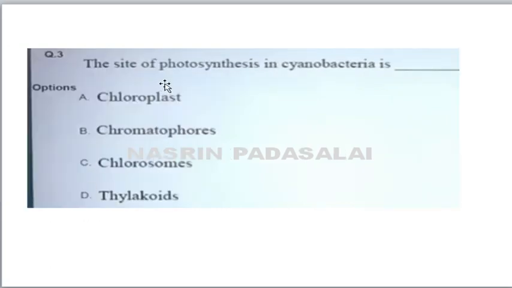Next, the site of photosynthesis in cyanobacteria. Which is the site of photosynthesis for cyanobacteria?